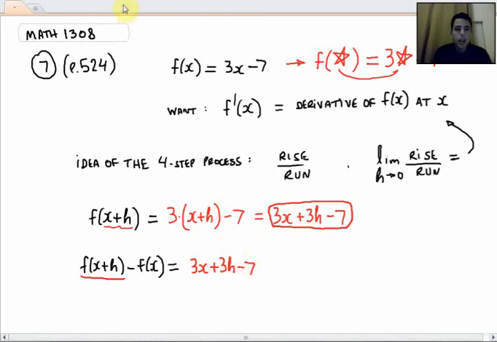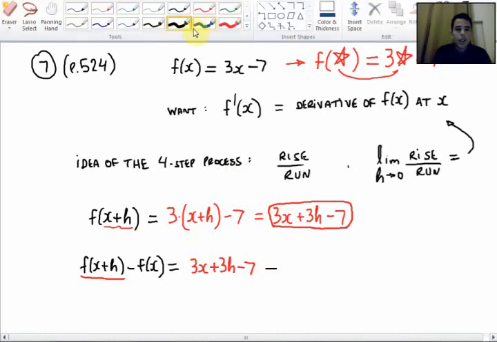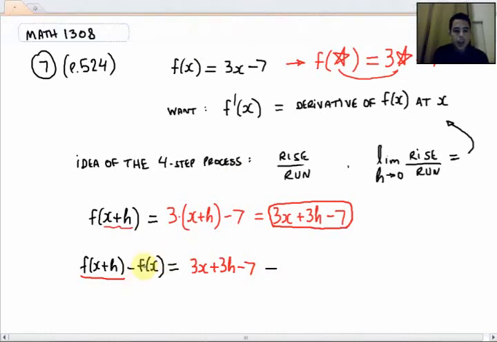And then minus, now we need f of x. Well, f of x is given here. So let's put that in here: 3x minus 7. But be careful here because this is minus the whole function. So you need to put parentheses, right? Minus the whole function there.